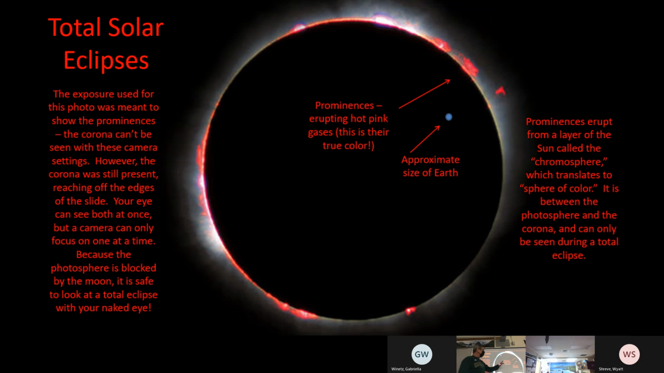So you want to describe the prominences and the chromosphere. So the chromosphere is above the photosphere, but below the corona. Sphere of color.